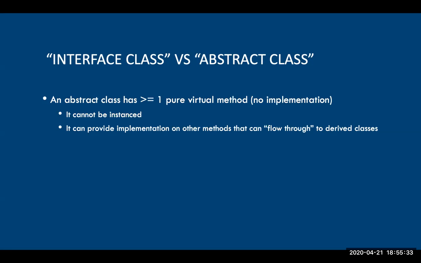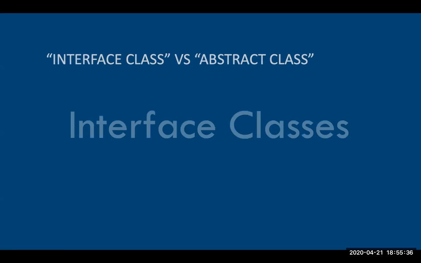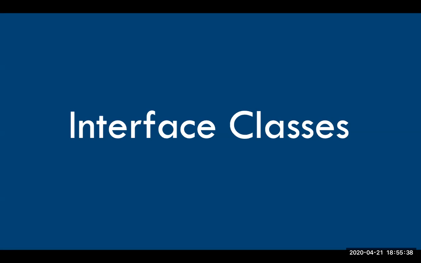So an interface class. So an abstract class, an interface class is yet an even further devolved version of our base class. We're going to take away even more things and just focus on the interface, right?